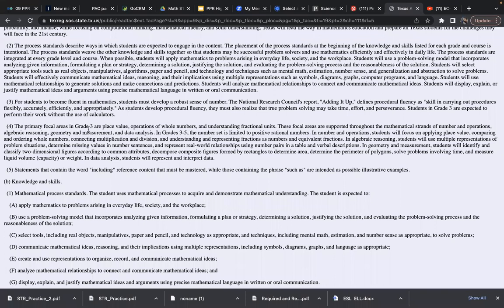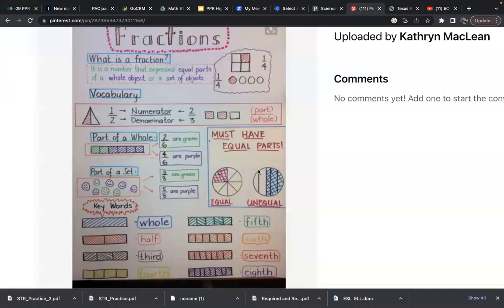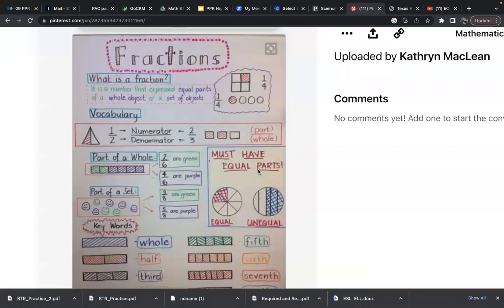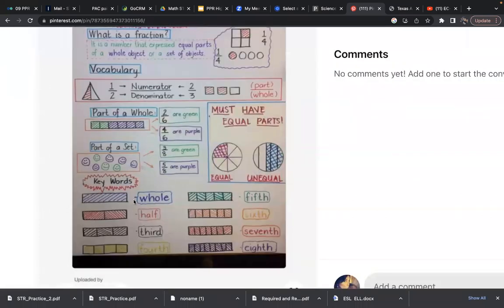So the focal point is place value, operations of whole numbers, understanding fractional units, and how we operate with the different parts. Whole, 1/2, a third, getting them to understand it in different ways, part of a set, part of a whole. Must have equal parts.